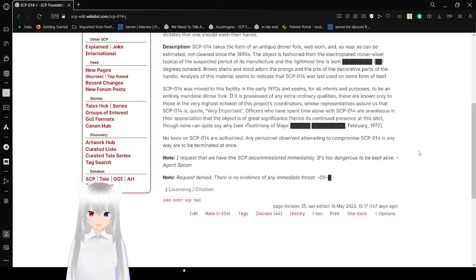SCP-14 was moved to this facility in the early 1970s and seems, for all intents and purposes, to be an entirely mundane dinner fork. If it is possessed of any extraordinary qualities, these are known only to those in the very highest echelon of this project's coordinators, whose representatives assure us that SCP-14 is, quote, very important. Officers who have spent time alone with SCP-14 are unanimous in their appreciation that the object is of great significance, hence its continued presence at this site. Though none can see quite why. See testimony of Major [redacted], February 1972.